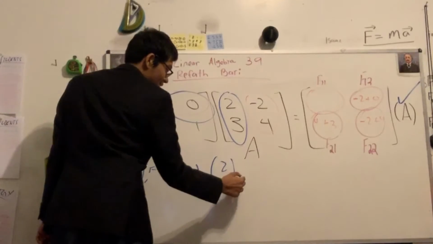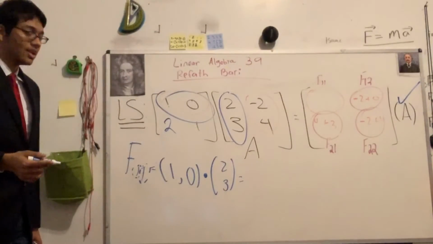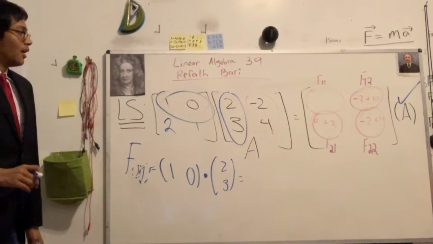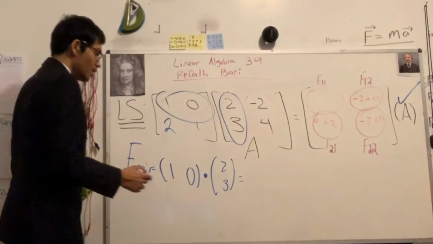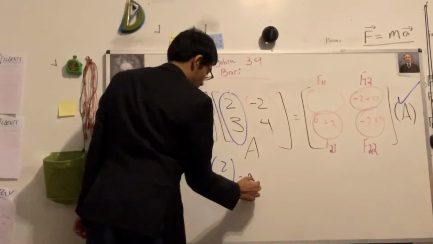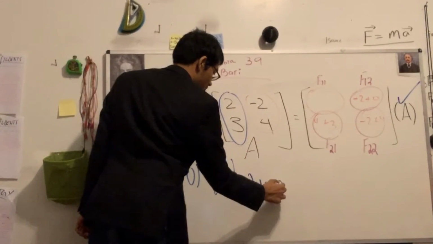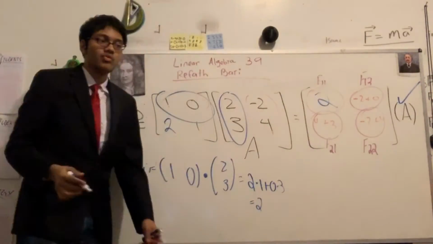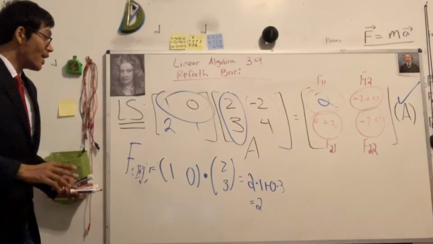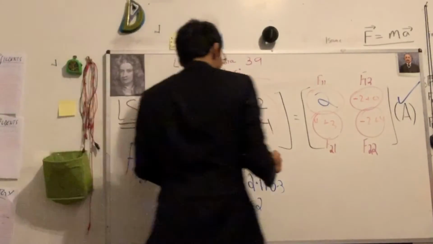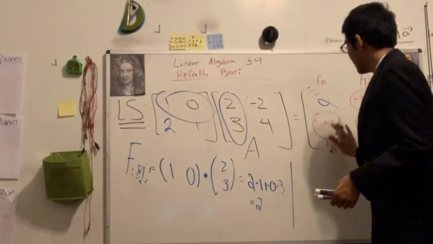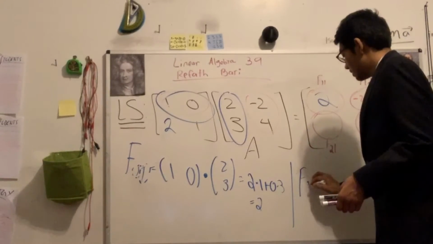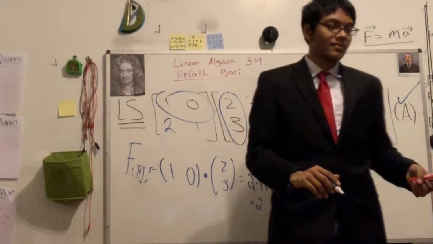And folks, what is this dot product? Can you tell me? It's 2 times 1 plus 0 times 3, which is simply 2. Which is exactly what Alex wrote, okay? Now, I want you to use the same strategy that I just gave you to find what F21 is. Use that same strategy. Who wants to come up?